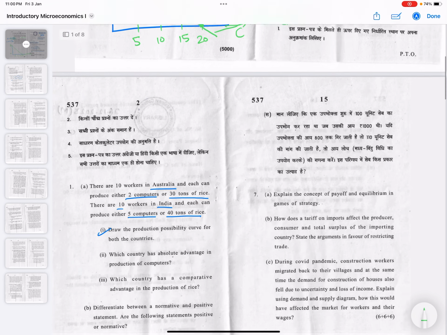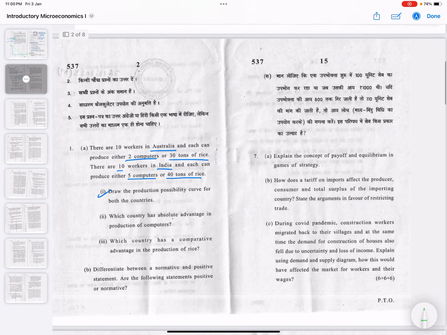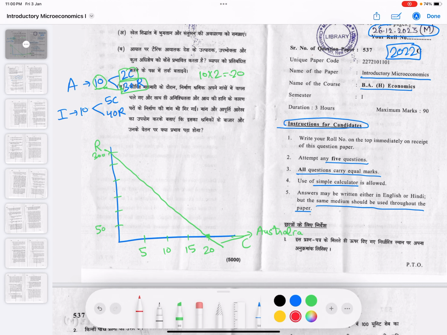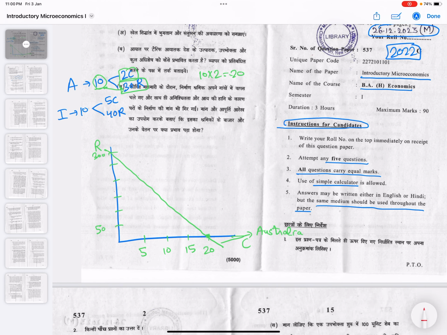Now, draw the production possibility curve for both the countries. Now, if we are supposed to draw for India as well on the same graph, suppose I'm drawing it with red, the Indian workers would be able to produce 50 computers. So 50 would lie somewhere here. 50. And total rice that they can produce would be 400. So the production possibility curve would be like this.